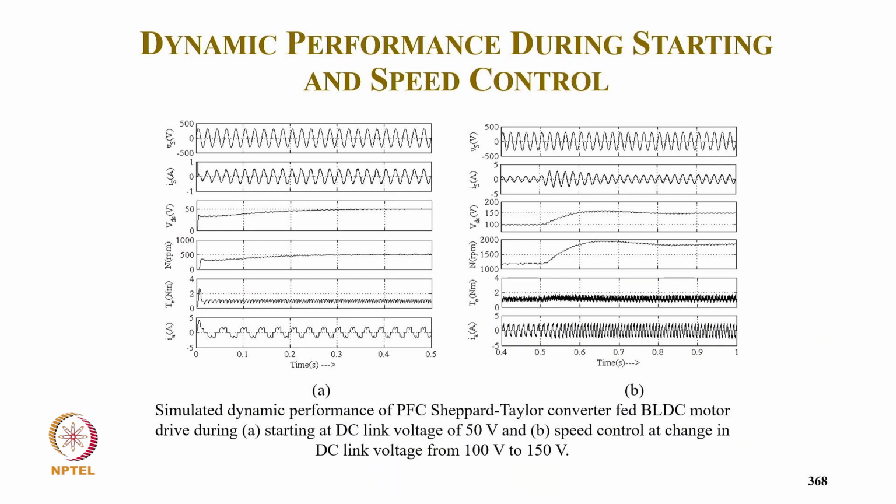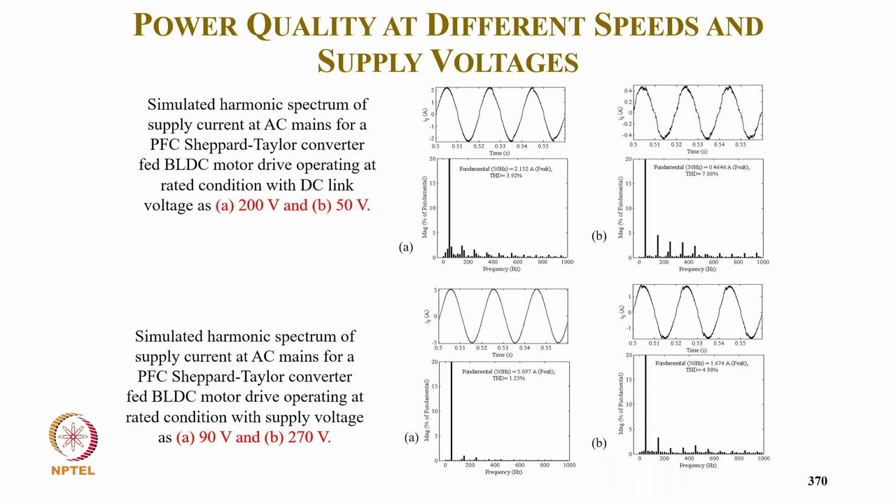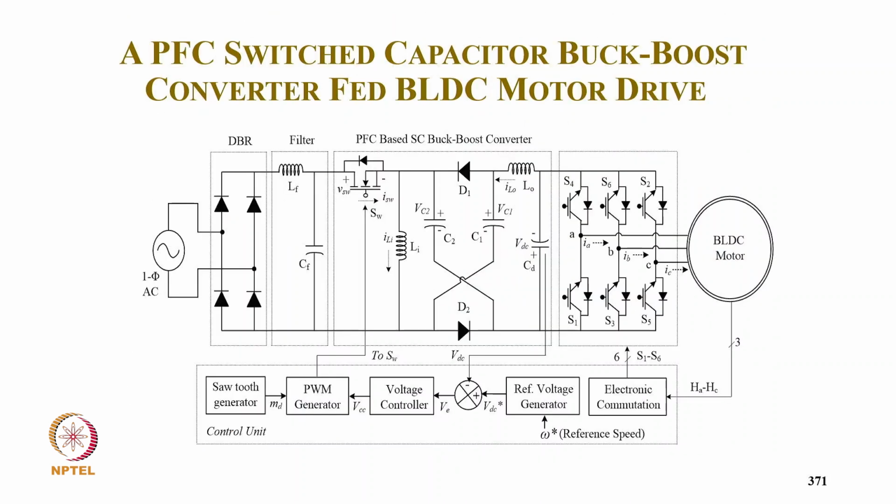Then this is the performance at starting from 50 volt DC link, and DC link voltage for speed control, then the step change in the load and supply voltage change, the performance, and then the harmonics. Clearly you can see the THD 3.92 corresponding to 90 and 1.25 at different operating conditions for 90 and 270 volt.